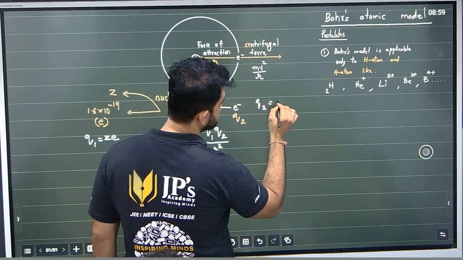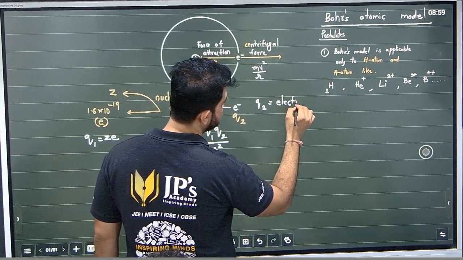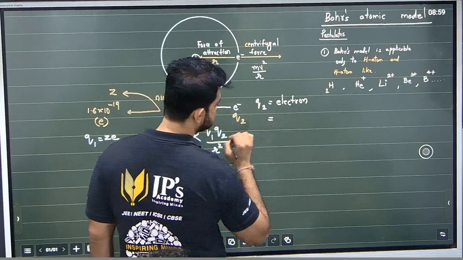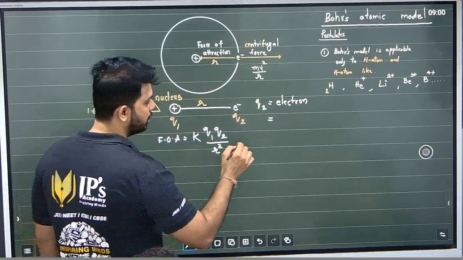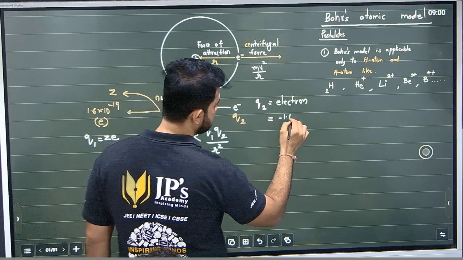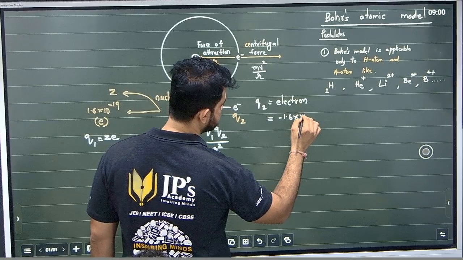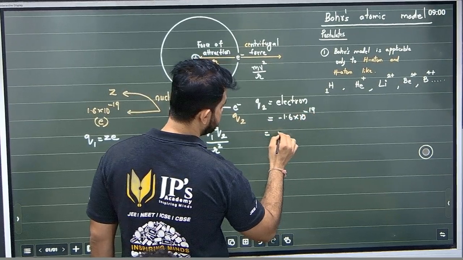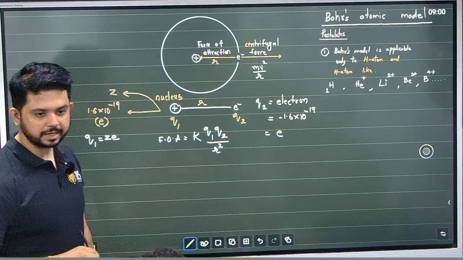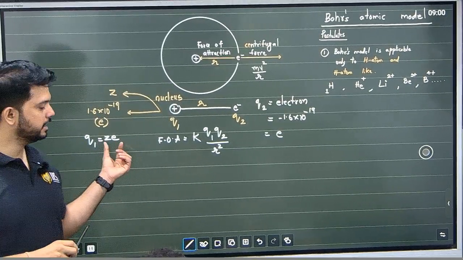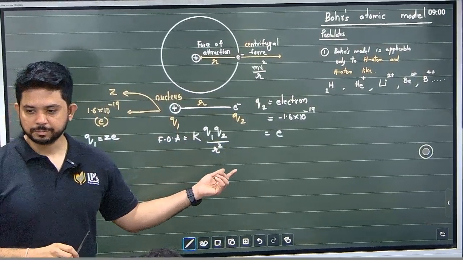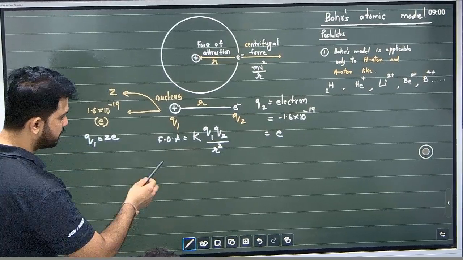It is just electron. The charge on electron is 1.6 into 10 raised to minus 19 coulombs. We'll also take the magnitude, we'll take that as E. Did you get that? Substitute that here. So what is the force of attraction?